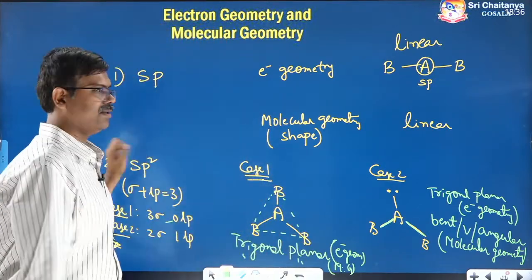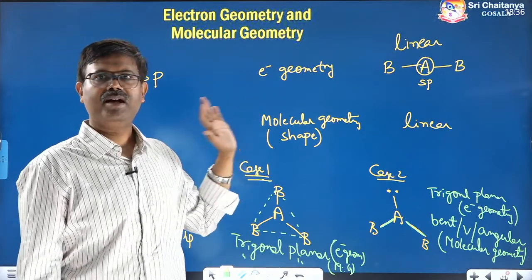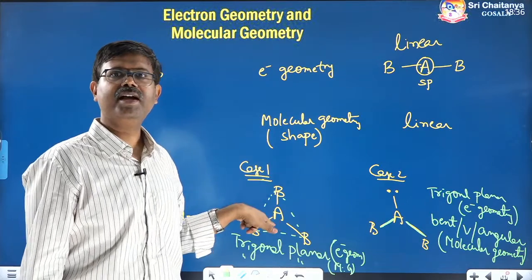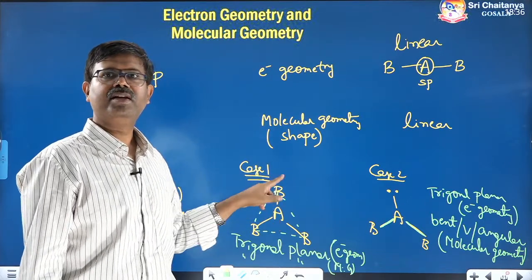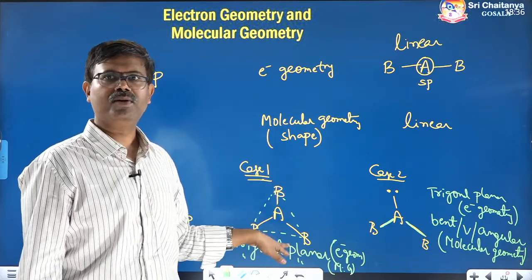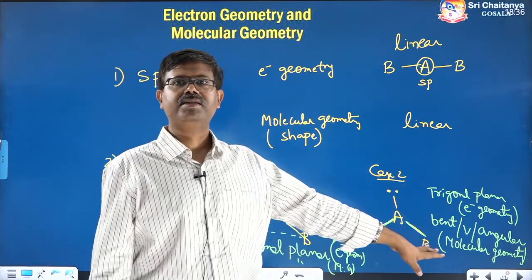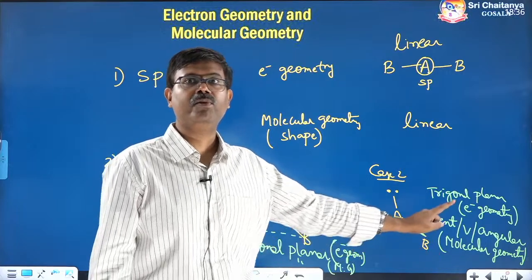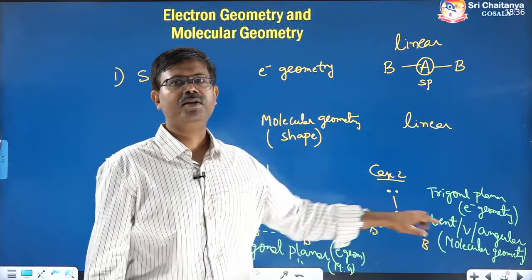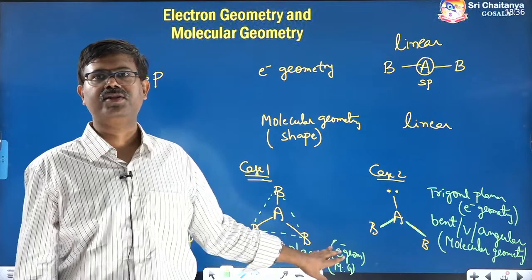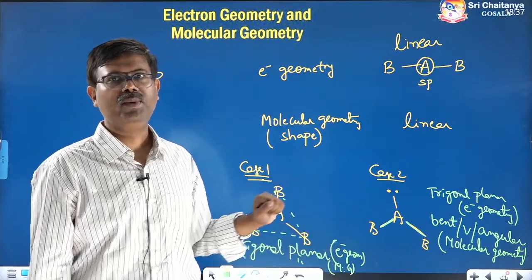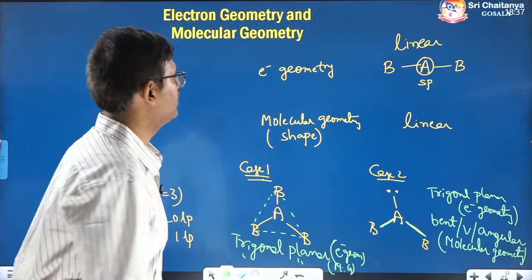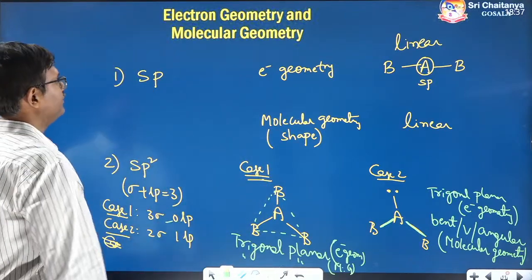This is SP, SP2. So SP is always linear. SP2 has 2 cases. One is trigonal planar molecular shape, the other one is angular or V shape or bent shape. When one lone pair is there, bent shape. When 0 lone pairs are there, the shape will be trigonal planar. Keep that in mind. This will help in solving problems afterwards. Next.